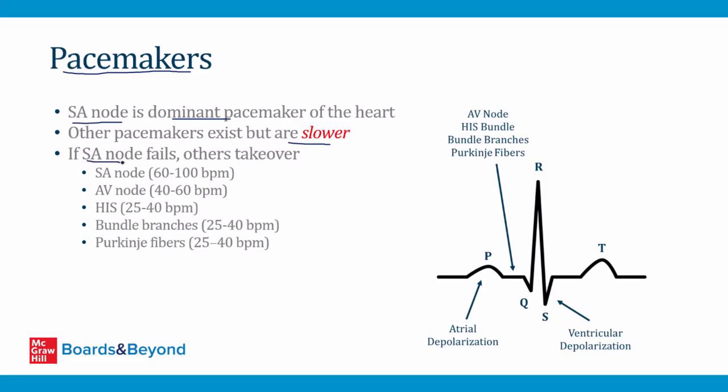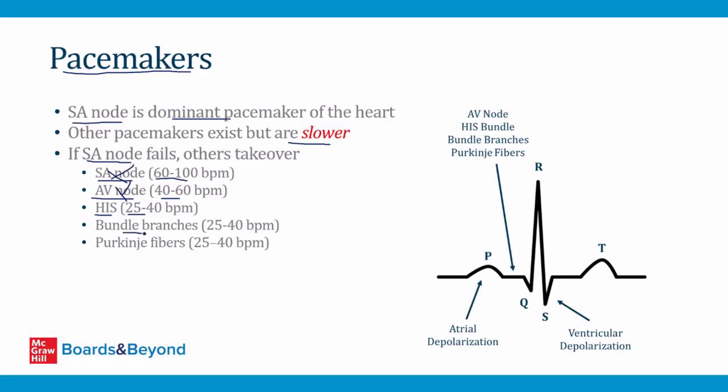But if the SA node fails, and this sometimes happens in a number of disease states, other pacemakers can take over. For example, the SA node, which is the normal pacemaker of the heart, at rest usually paces the heart at 60 to 100 beats per minute. But the AV node can also pace the heart if something happens to the SA node. However, it can only do so at 40 to 60 beats per minute. But then if there's a problem with the AV node, the His bundle can actually pace the heart, but it can only do so at 25 to 40 beats per minute.